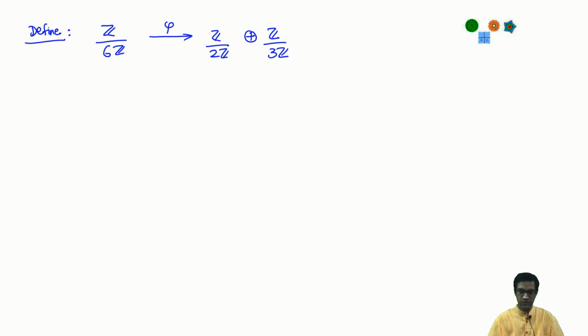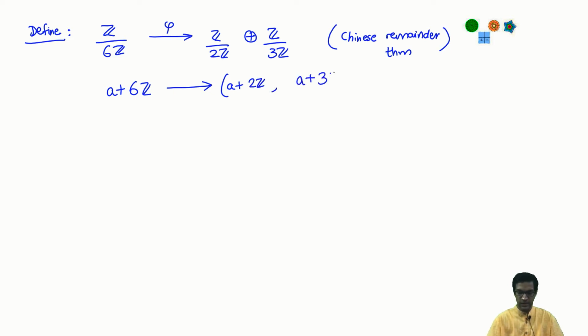Okay, and what's the isomorphism? So like I said, you have already encountered this. Recall what was called the Chinese remainder theorem in the context of abelian groups, and the map is the following: given any coset a + 6Z, you just map it to the corresponding a + 2Z and a + 3Z. So given a number a modulo 6, you just map it to the congruence class of a modulo 2 and a modulo 3, and recall that this map was an isomorphism.